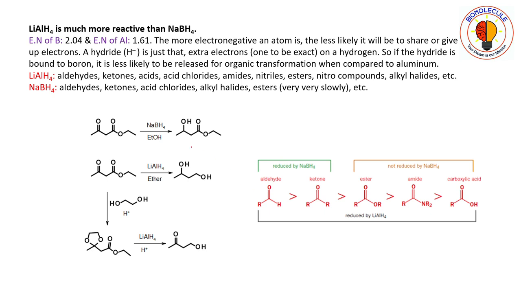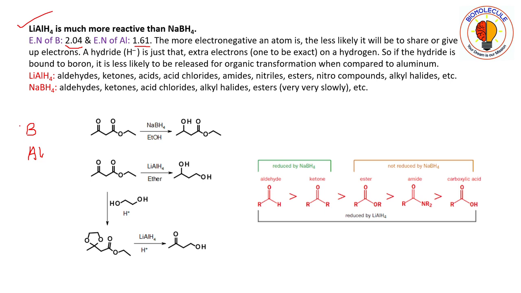Now moving on to metal hydrides. Lithium aluminum hydride is much more reactive than sodium borohydride. Why is it so? See, electronegativity of boron is 2.04 and electronegativity of aluminum is 1.61. That means boron is much more electronegative than aluminum. And you can see here also that in the periodic table, boron and aluminum belong to the same group.